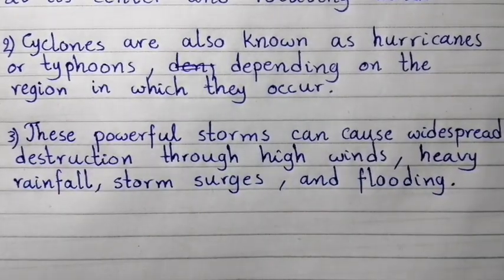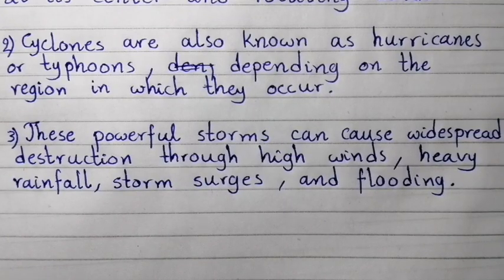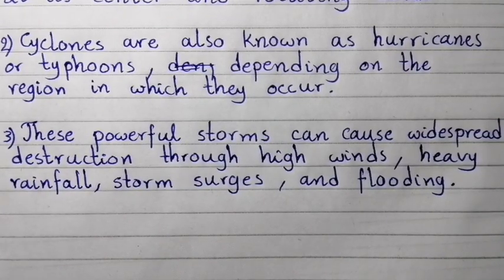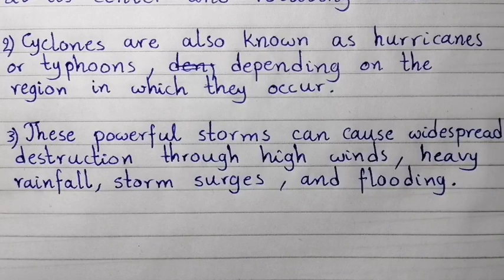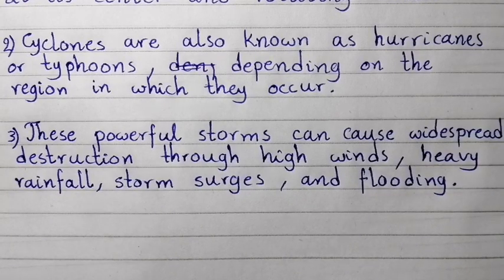These powerful storms can cause widespread destruction through high winds, heavy rainfall, storm surges, and flooding. Point number four.